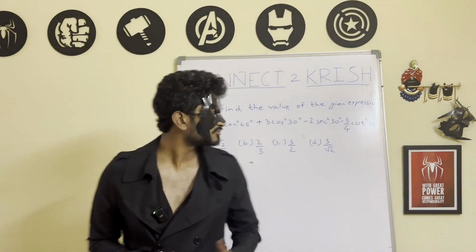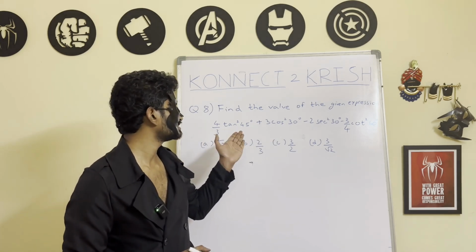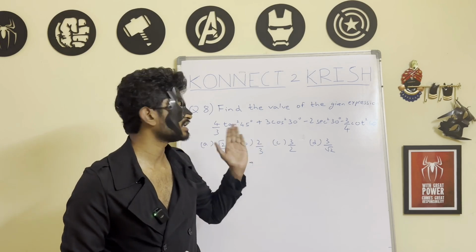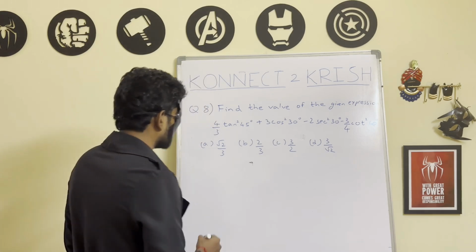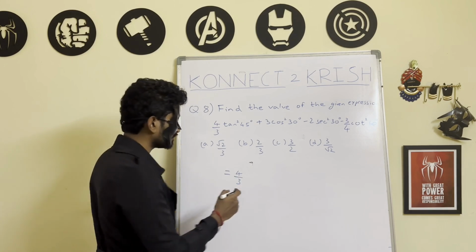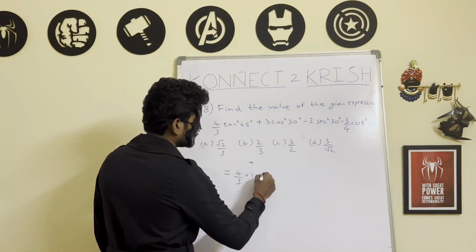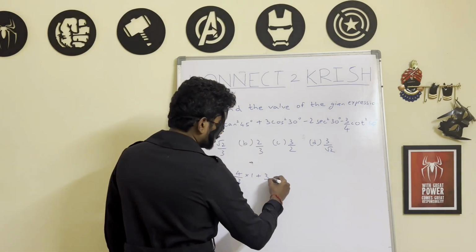So next question is, guys, find the value of the given expression 4 by 3 tan square 45 plus 3 cos square 30 degrees minus 2 secant square 30 degrees minus 3 by 4 cot square 60 degrees. This is again a simple question, which is equal to 4 by 3 into tan 45, which is 1, into 1 plus 3 into cos 30, which is root 3 by 2, whole square, into 3 by 4.